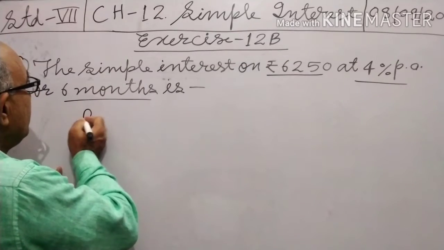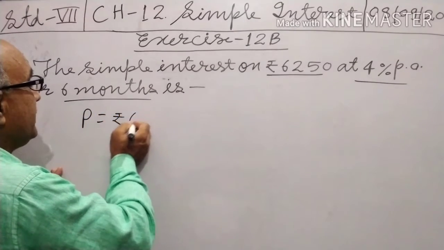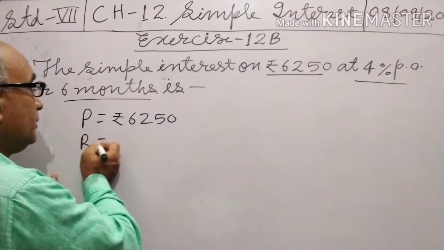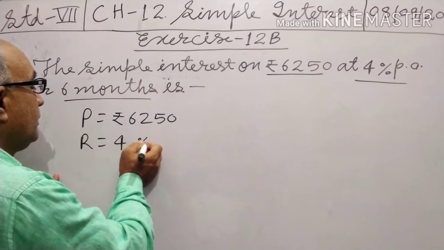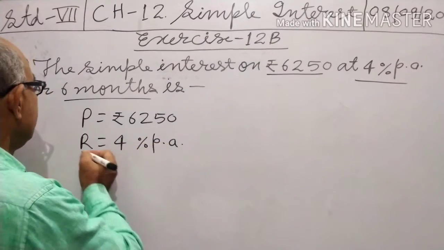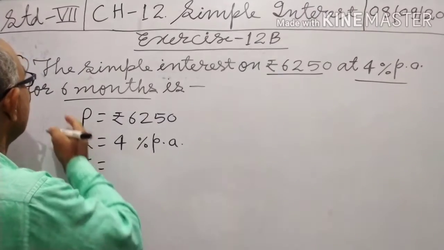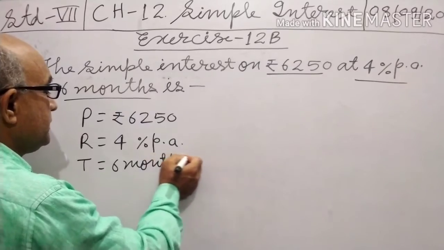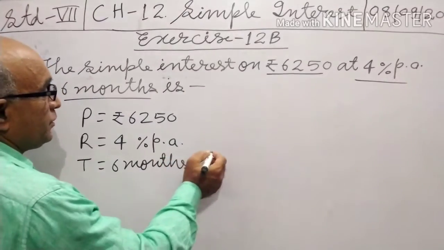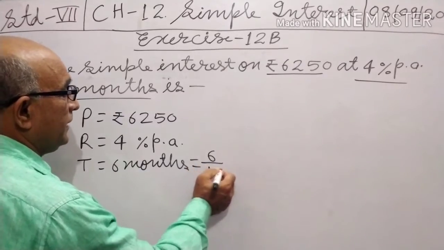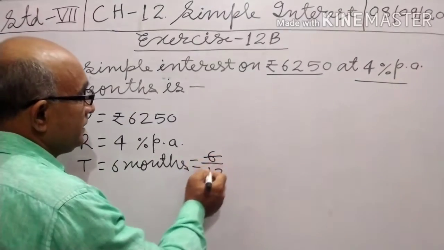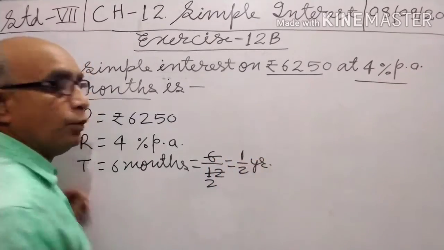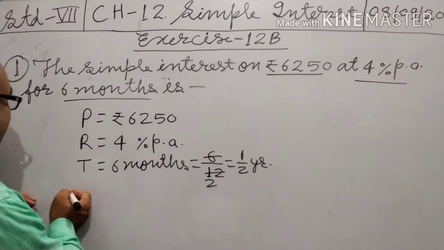So write P equal to rupees 6,250. R equal to 4% per annum. T equal to 6 months. 6 months change into year. So 6 divided by 12. Months divided by 12 change into year. 6 to the 12, so 1 by 2 year.